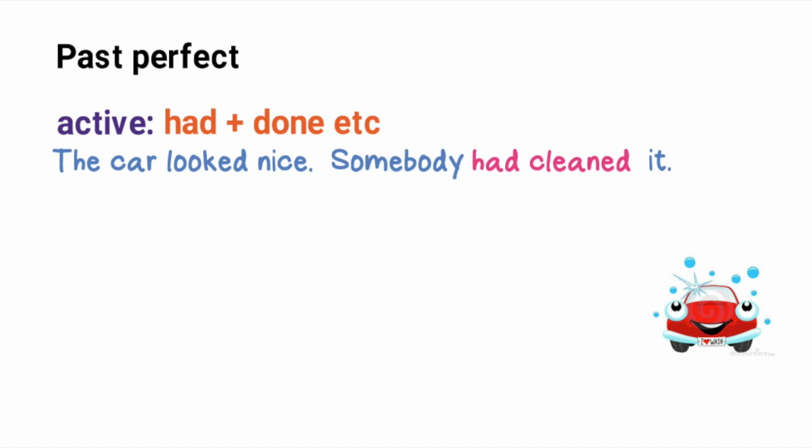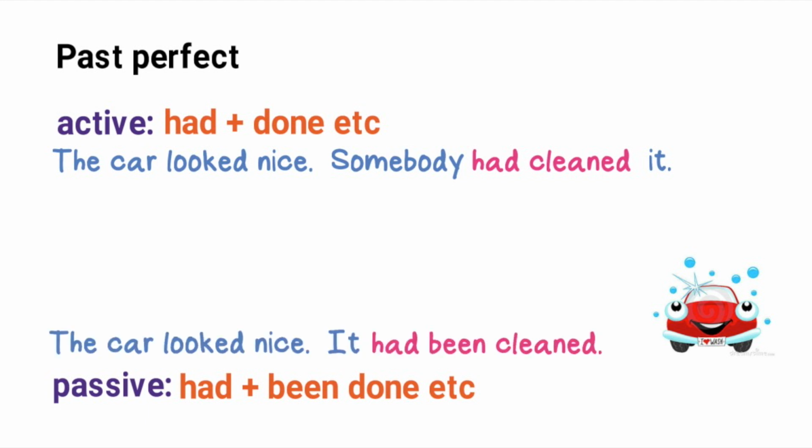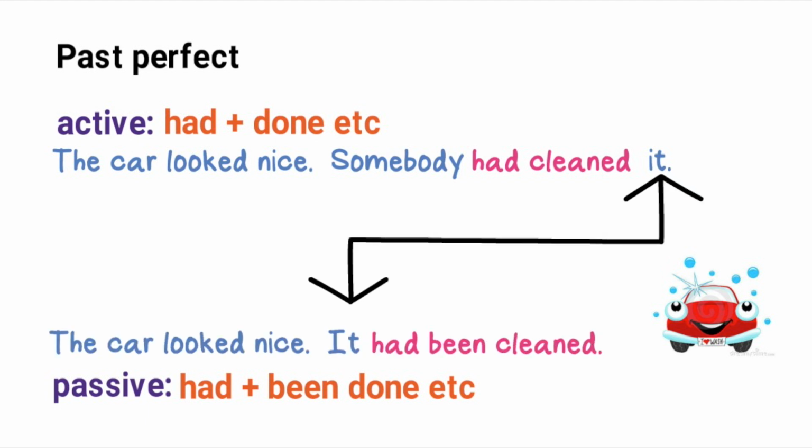Okay, so now we're going to transform that into a past perfect passive sentence. The form is had plus been plus the past participle. So in this case, cleaned. So it would be, the car looked nice, it had been cleaned. Again, it doesn't matter who did the cleaning. The result is what we're interested in. It had been cleaned by somebody.